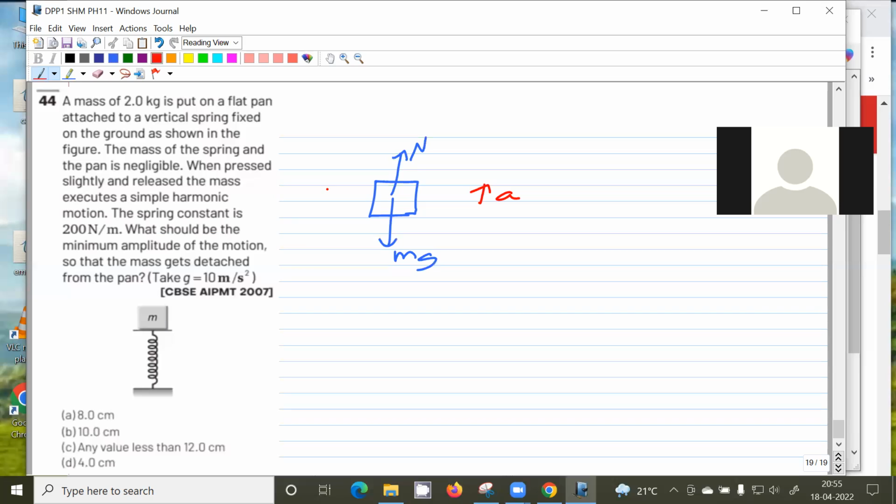Okay, so let me assume acceleration is upwards. So normal reaction minus mg is mass times acceleration. So when it is just about to leave contact, what will happen to the normal reaction? When the mass is about to get detached, what will happen to the normal reaction? 0, right?